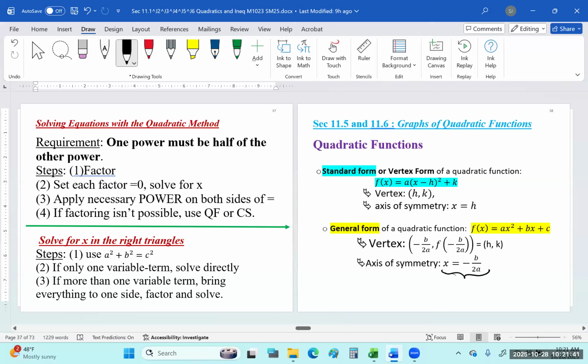So if you don't see the vertex, then you have to use this formula to get the x value of the vertex. Unfortunately, there is no formula for the y value of the vertex. So once you solve for x, you substitute that x value into the original function and get the y value. So you get x and y of the vertex. And the axis of symmetry is the same, x equals whatever you have, the x value of the vertex.